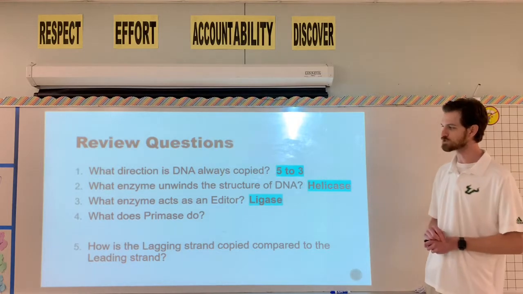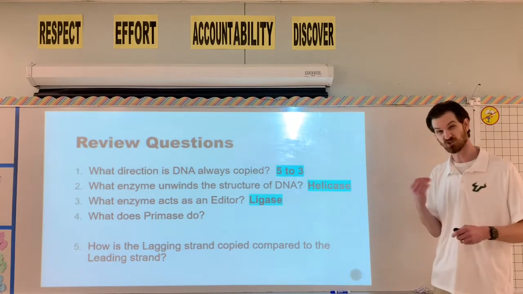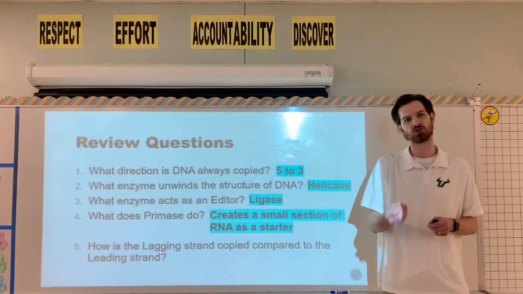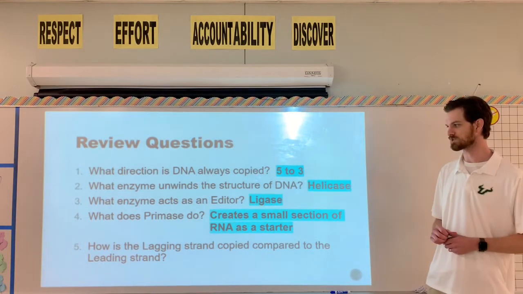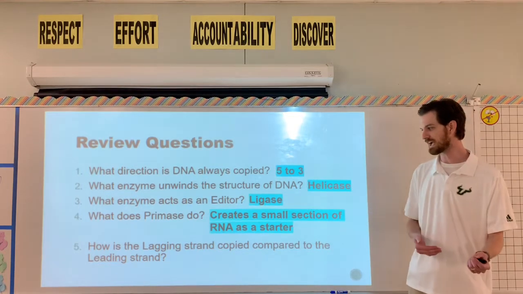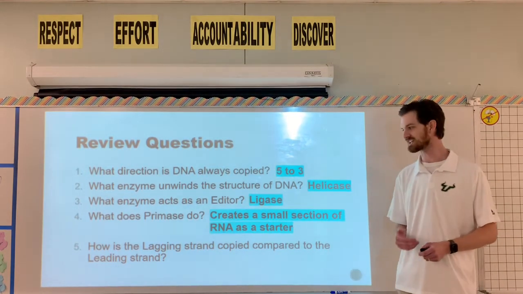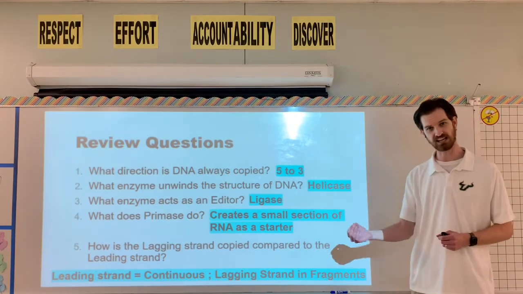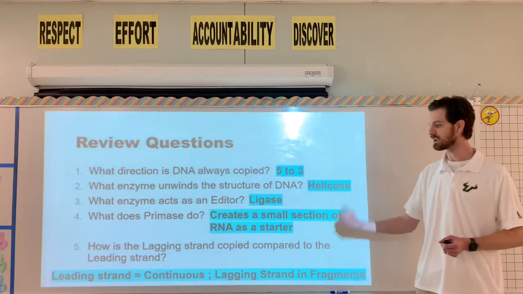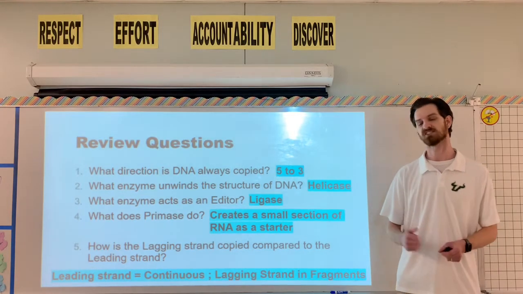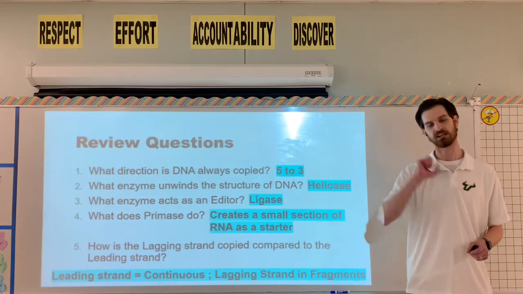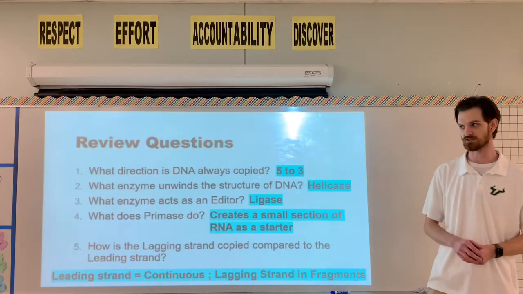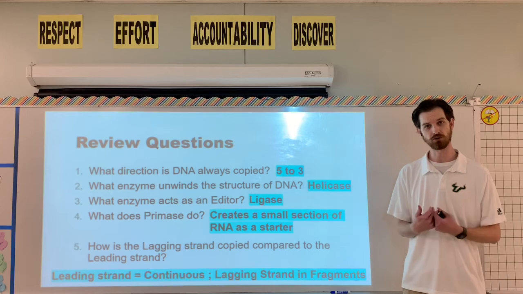What does primase do? Primase, hopefully you remember, is the starting point. So it creates an RNA section to serve as that little starter or prime the whole thing and get it started. And then leading strand and lagging strand, well, a leading strand is a nice continuous copy of DNA, right? Moving from 5 to 3, following that helicase and the replication fork. The lagging strand is lagging behind. It's got to pop off and it's got to come back in. It makes it in fragments, still following that 5 to 3 direction. Everything's 5 to 3.